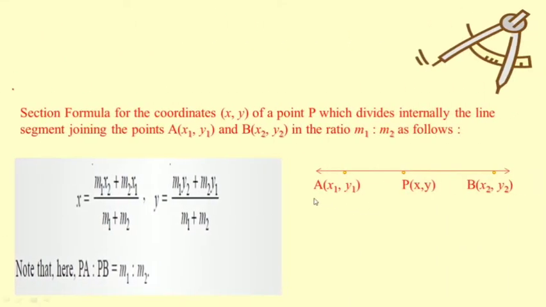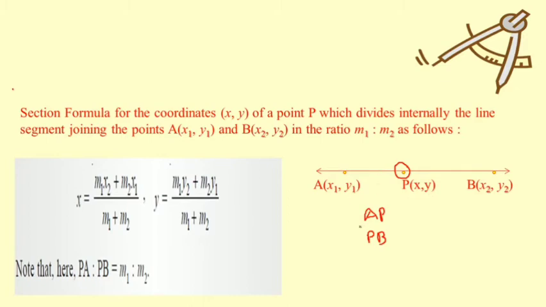Suppose here you can see a line AB is drawn. We have taken the coordinate for A to be x1 y1 and the coordinate for B to be x2 y2. Then we have taken a point P on this line whose coordinate we have taken as x comma y. Now the point P will divide this line into two parts. One part is AP and the second part is PB. The line is divided into two parts.